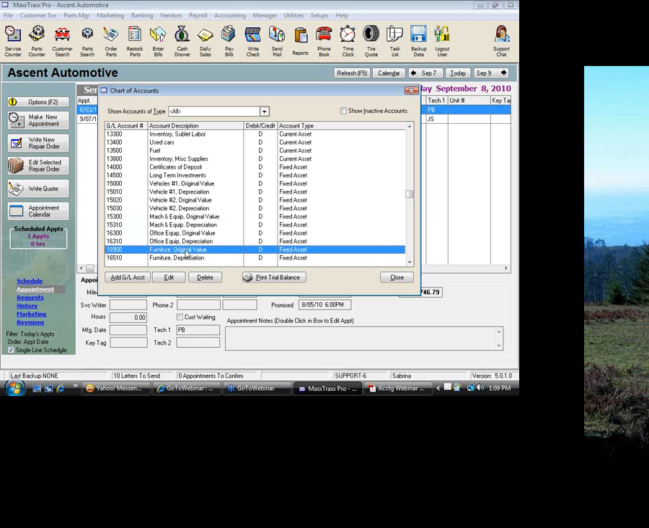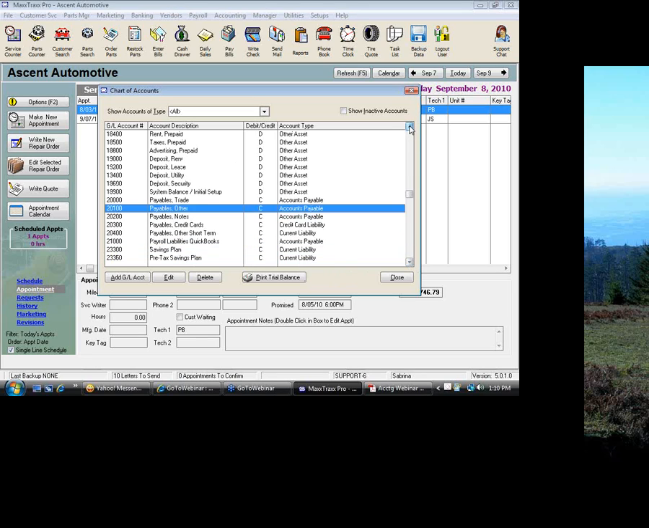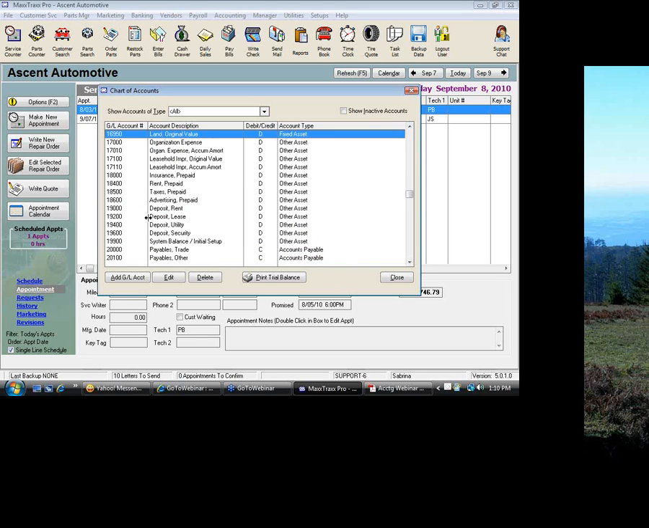Now, same thing for office equipment, furniture. It's all going to be pretty much similar, all the way through to 17,000. We have building, and all these are going to be assets that have to do with tangible property that you guys have. So when we jump down to the 18,000 accounts, the first one we have here is insurance prepaid.